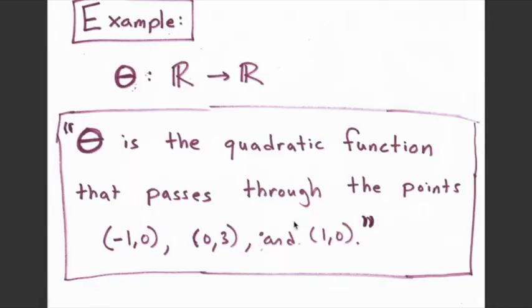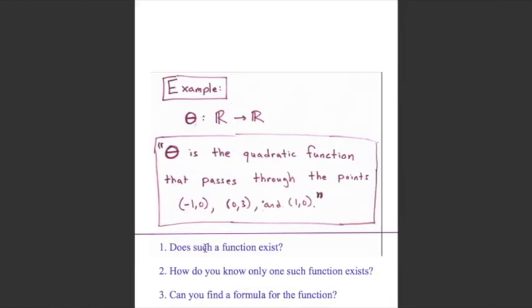So here's another example of a function. We could say theta is a function from the reals to the reals, and theta is defined as the quadratic function that passes through the points (-1, 0), (0, 3), and (1, 0). And now when we think about functions in this way, we have a whole new set of questions that we have to worry about. Like, how do we know that there is even such a function? How do we know this function exists? How do you know there's only one function? How do you know you've specified enough information to tell you that if there is one, this is the only one? The final thing is, can you find a formula for the function? What process would you use to calculate theta of 2 given this information?